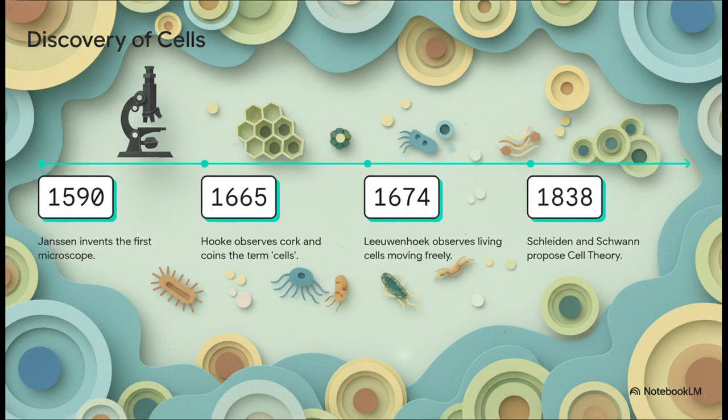For most of human history, we were completely blind to this hidden domain. But looking at this timeline, it's wild to see how fast our understanding exploded the second we actually had the right lens. In 1590, Janssen invents the first microscope. Boom. Then by 1665, Robert Hooke makes this huge breakthrough observing cork. Just a few years after that, in 1674, Leeuwenhoek actually spots living cells moving around. And it all culminates around 1838 when Schleiden and Schwann proposed the cell theory, basically the game-changing idea that all plants and animals are just made of cells.